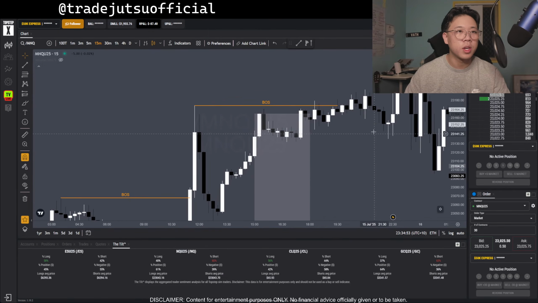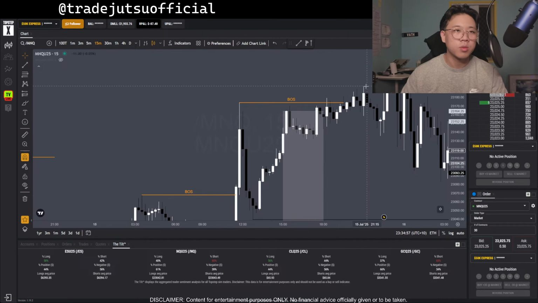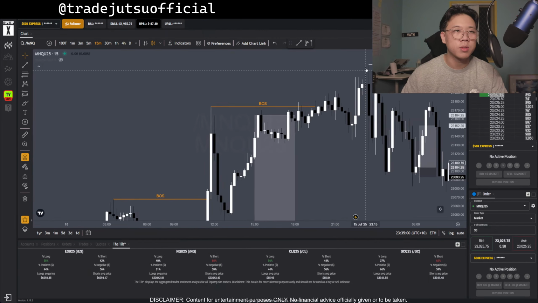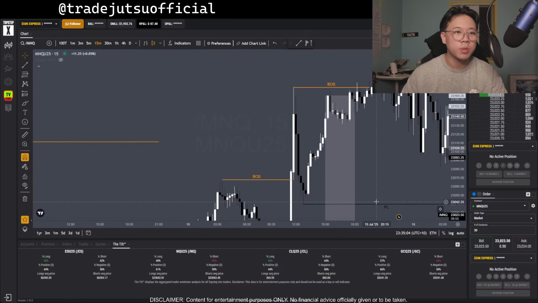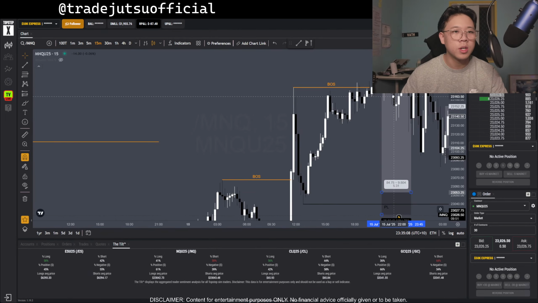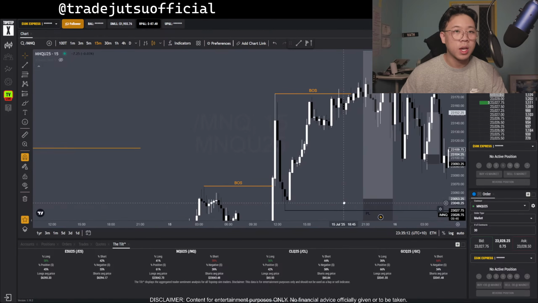Now we have to look for the protected high. After the break of structure, there's a reasonable pullback, and I'm going to classify this one here as a reasonable pullback. Now we've got the protected high, break of structure, and protected low. So what are we looking for? We're looking for a pro-trend continuation at protected structure, which is something like this. So if price comes back here, we will take the long.